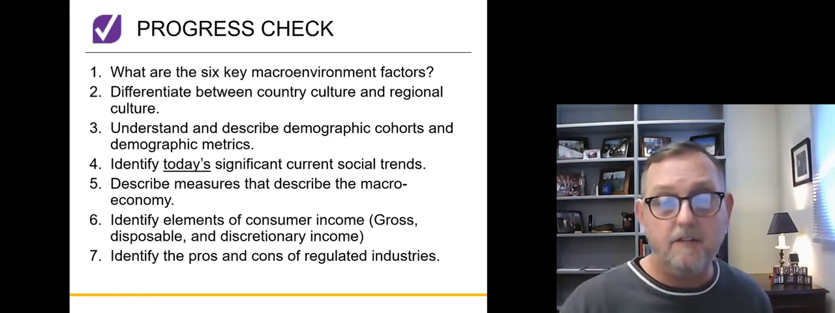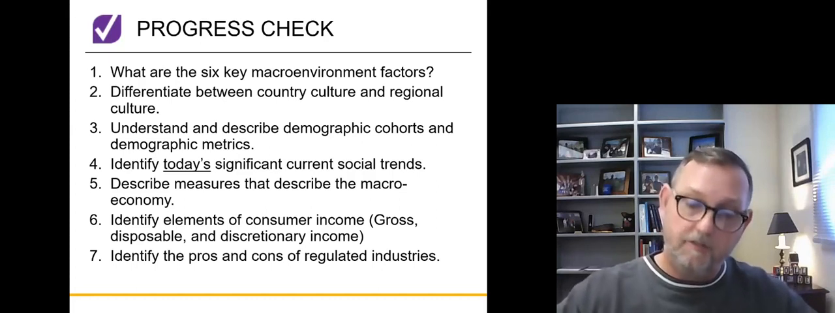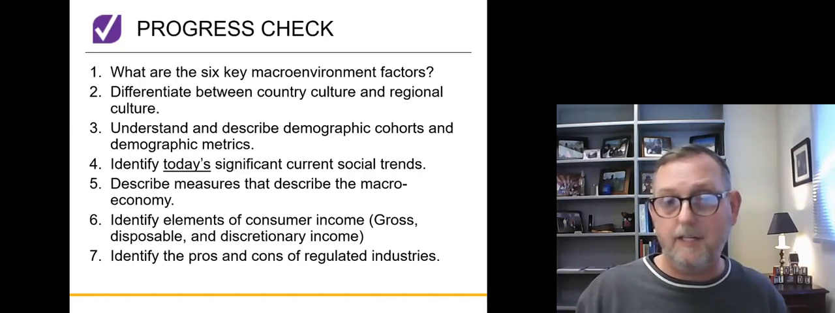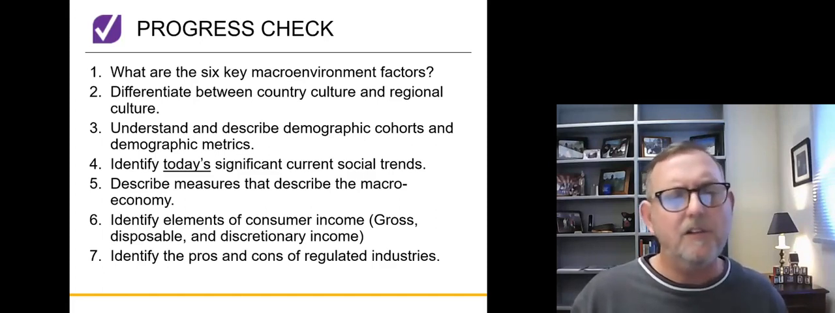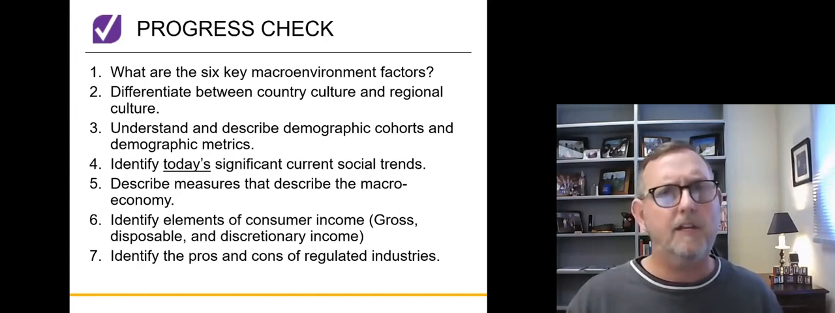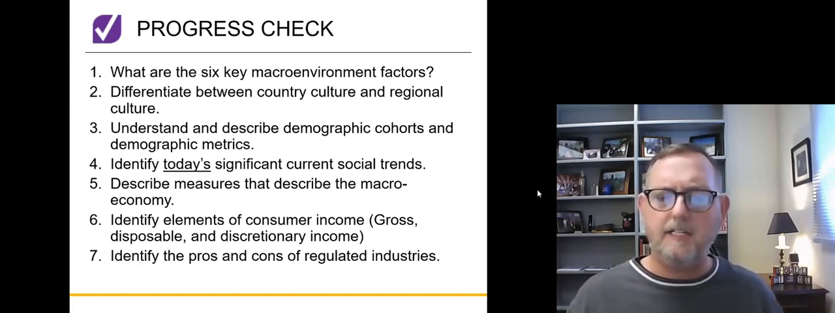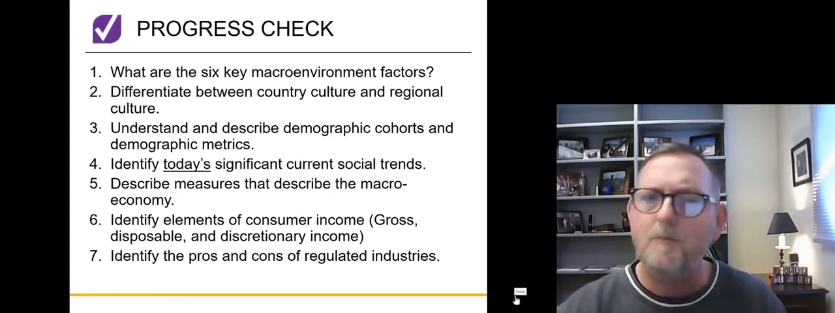Then finally, we walked into political and legal evaluations of what's going on and what the trends are, and we talked about regulated and deregulated industries. So again, there's a lot here. Most of it's pretty straightforward. I don't think there are any big surprises. But you should know at least something about each of these 6 areas, and understand that these are macro effects on the markets that we serve.